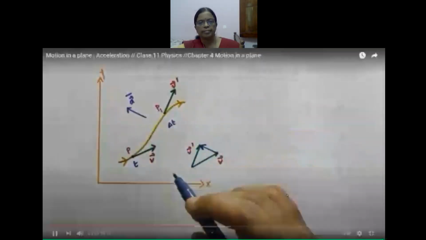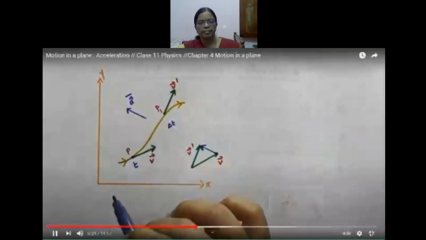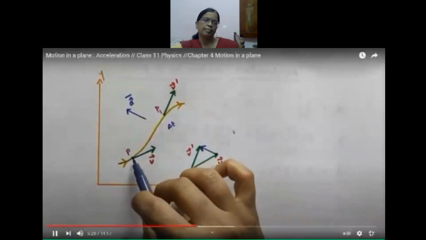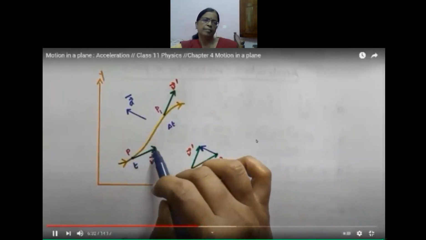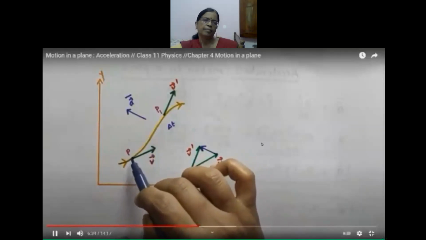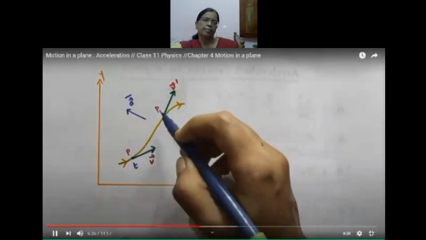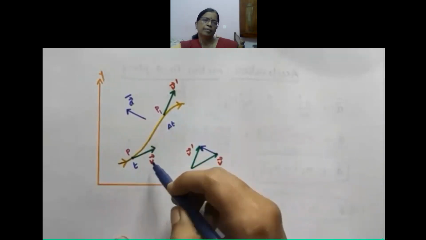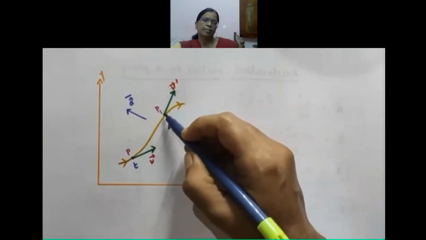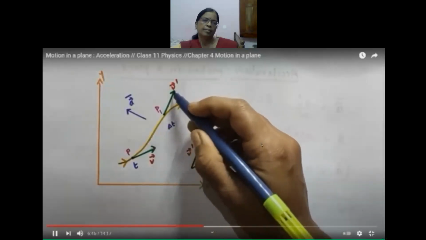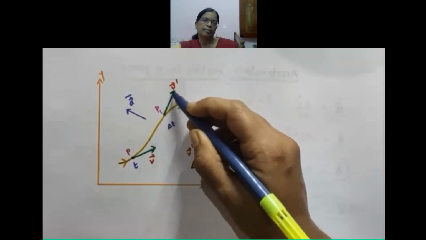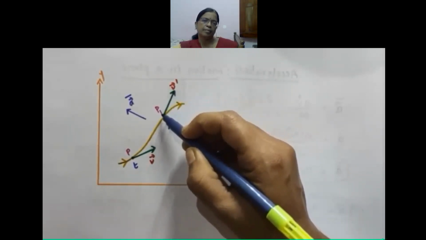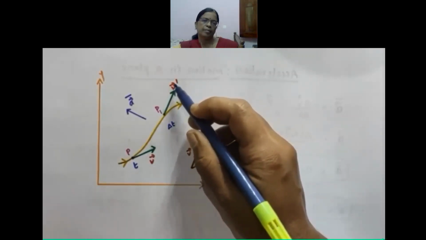Here we have the position of the object at point P at a particular time t. To get the direction of velocity, we draw a tangent passing through this point, and we take the velocity as vector V. Then at point P1, to get the direction of velocity, we again draw a tangent at this point. So we get the direction of velocity of that object at point P1, and we take that velocity as vector V dash.